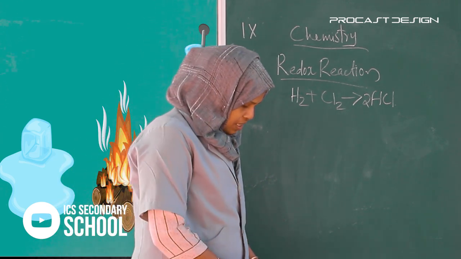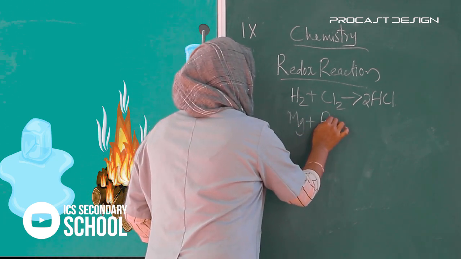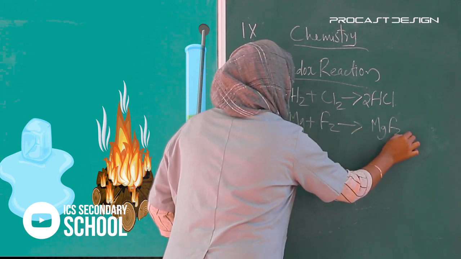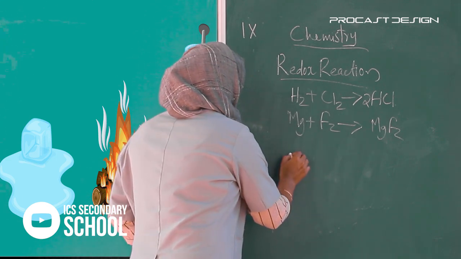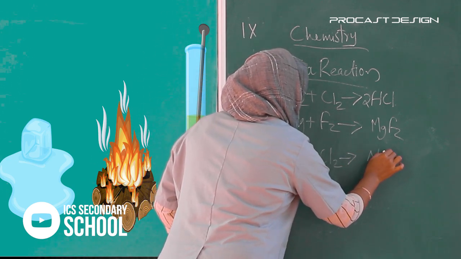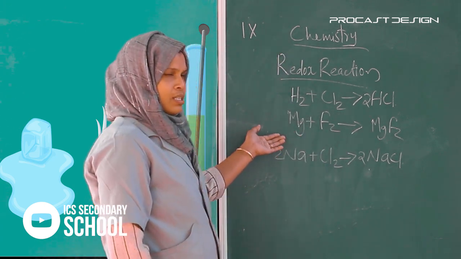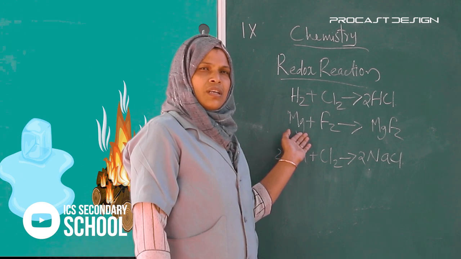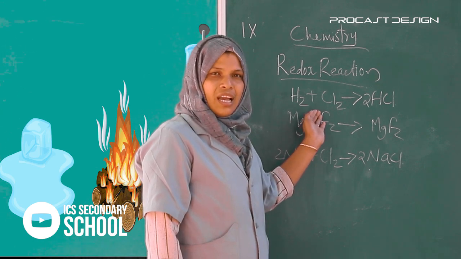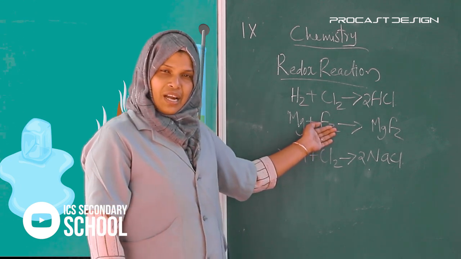Next, consider another example. Mg plus F2 gives MgF2. In this reaction, magnesium atom is oxidized and fluorine atom is reduced. Oxidation and reduction take place simultaneously. This type of reaction is known as a redox reaction.